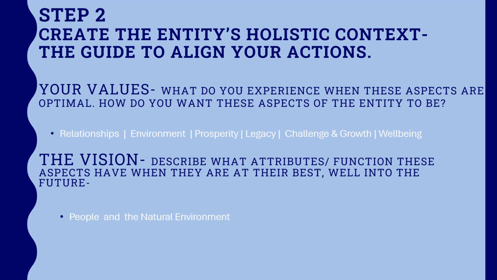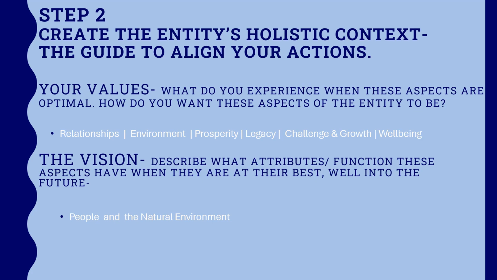Number two is to create the entity's holistic context, the guide to align your actions. So this is the key reference piece that we look to when we're making decisions, making sure our decisions are aligning with our values and our vision. So your values, we ask questions like, what do you experience when these aspects are optimal? What do you want these aspects of the entity to be? And those aspects can be relationships, environment, prosperity, legacy, challenge and growth, and overall well-being. You may also like to ask the question, how do I want to feel most of the time with these aspects?